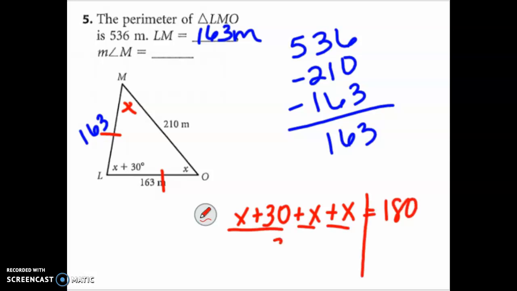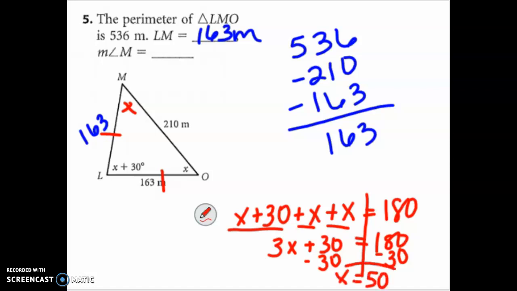So I'm going to combine my three x's, and then solve for x. Subtract 30, and then divide by 3. So my x would equal 50. Now, I said x equals 50. I didn't say the angle necessarily equals 50. But we're trying to find angle M, and since there's just an x there, it is going to be 50 degrees. If we were trying to find angle L, we'd have to do 50 plus 30.